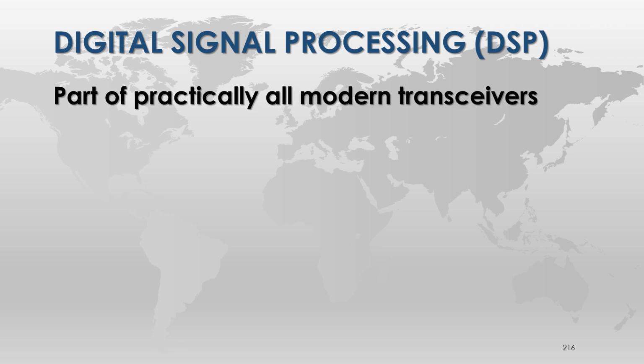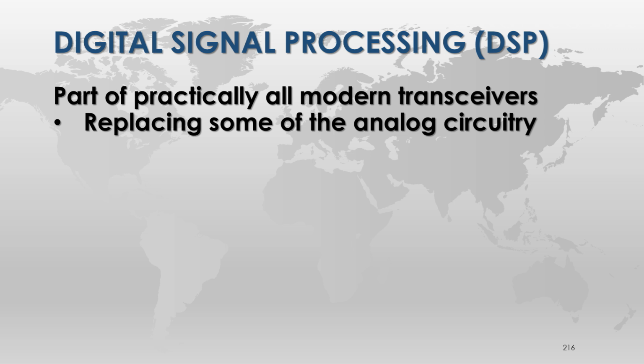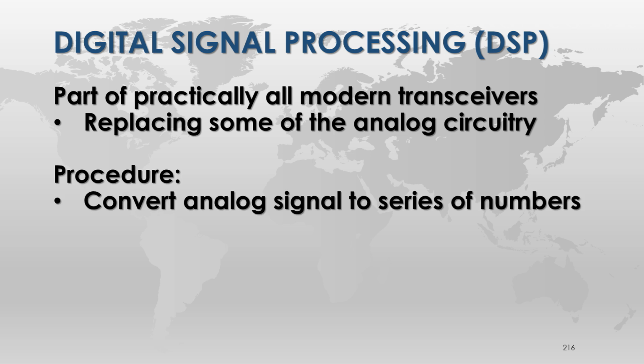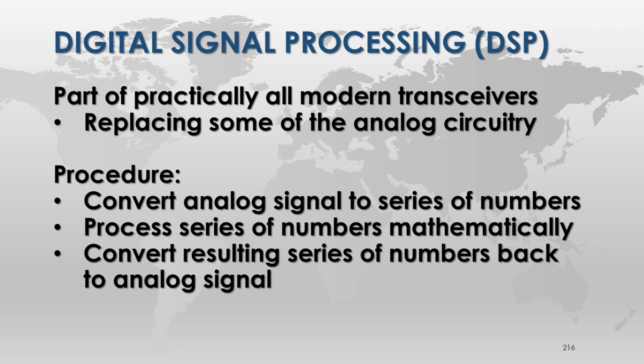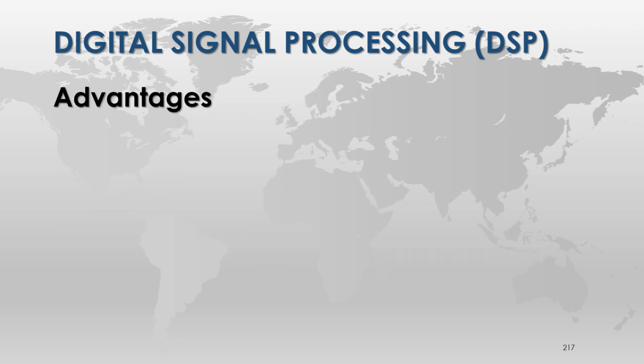Digital signal processing is part of practically all modern transceivers, replacing some of the analog circuitry. The procedures convert the analog signal to a series of numbers, ones and zeros, process the series of numbers mathematically, and convert the resulting series of numbers back to an analog signal. Why do we do that? Because computers can do that processing super duper fast.